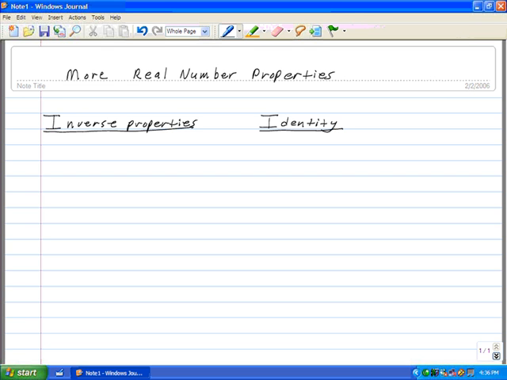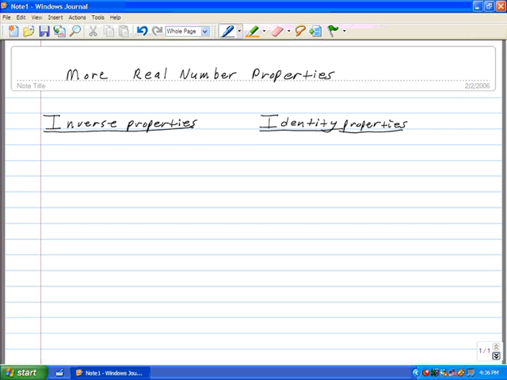Now we're going to look at some more properties of the real numbers. Each one of these properties, your inverse properties and your identity properties, there's going to be 2 each, and we're actually going to have for each one a version for addition and one for multiplication. First of all, your inverse properties.